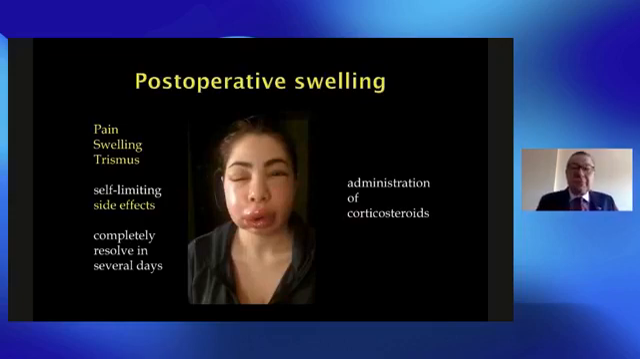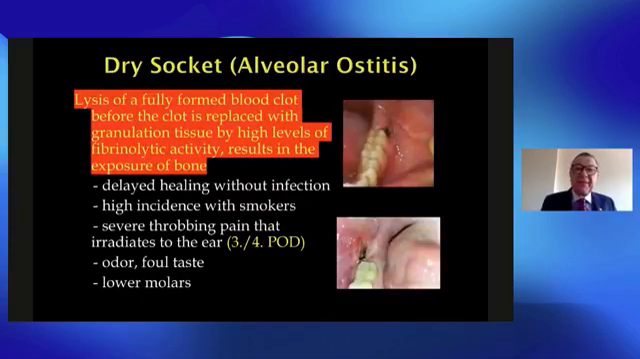This kind of scenario may look common, but ultimately it's just a post-operative swelling, pain, swelling, trismus. Usually these are just self-limiting side effects, and they completely resolve within several days. You can support it with some steroids, but this usually goes away. Different it is when patients come back after 3 or 4 days and they show up with this kind of thing, this so-called dry socket.